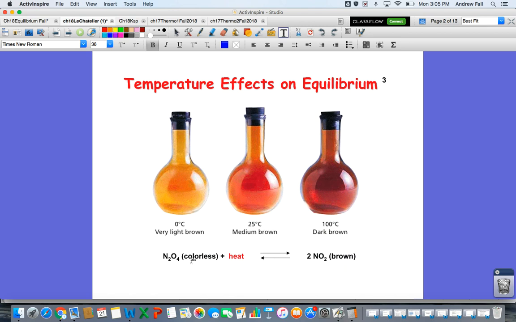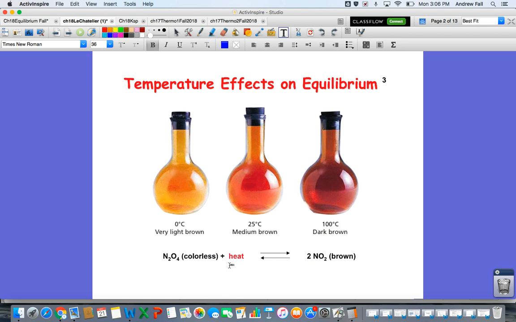So here we have a reaction where N2O4, which is a colorless gas, converts into NO2. And you can see here that at lower temperatures, you have a higher presence of the colorless reactant than you do the dark brown product. And at higher temperatures, you have a higher ratio of dark brown product to the colorless reactant. And you can see here that this reaction is an endothermic process because heat is listed as a reactant.